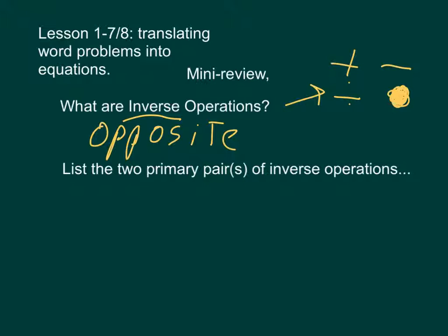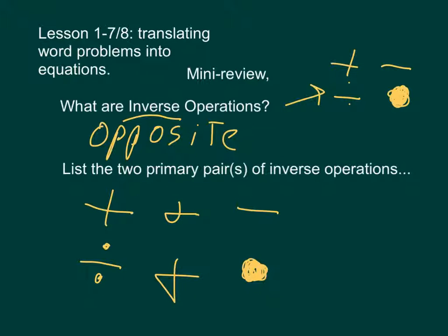So the two primary pairs of inverse operations would be adding and subtraction. To undo addition, you do subtraction. To undo subtraction, you do addition. The other primary two, you guessed it, would be division and multiplication. I could put the little x thing that used to mean multiplication for you, but it's algebra and pre-algebra. We're not going to use that anymore. So to undo division, you do multiplication. To undo multiplication, you do division.